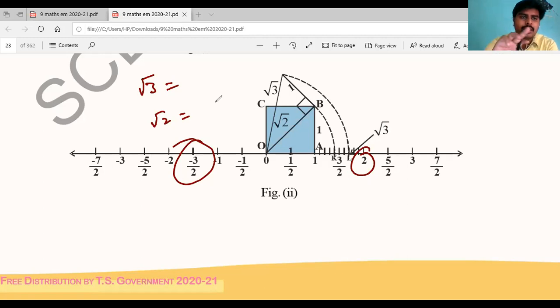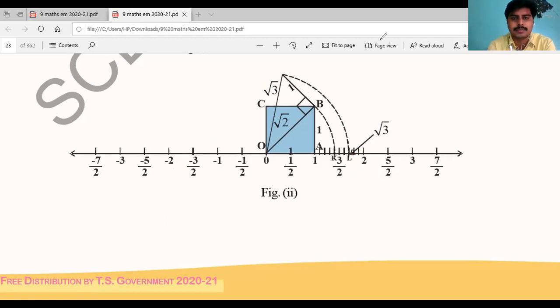So that is the purpose. We are taking an arc of root 3 length. Then how do we get root 3 length? By using the Pythagoras theorem only, we get the root 3 length. So that is the purpose. I'm using the Pythagoras theorem concept here. In the root 2 case, we have drawn OABC already, right? OABC is a square.